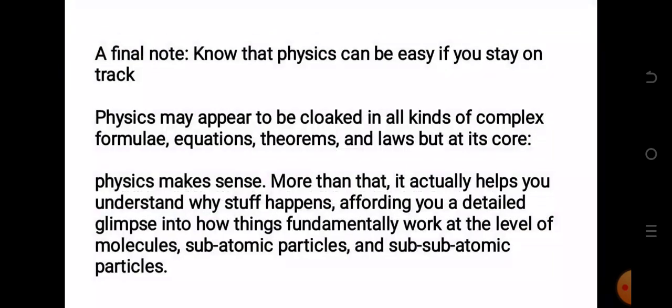It will help you so that when the teacher comes into the next class, you'll be able to build on that foundation and you won't have any problem with physics. Now, a final note. Know that physics can be easy if you stay on track. Physics may appear to be clothed in all kinds of complex formulas, equations, theorems, and laws, but at its core, physics makes sense. More than that, it actually helps you understand why stuff happens.